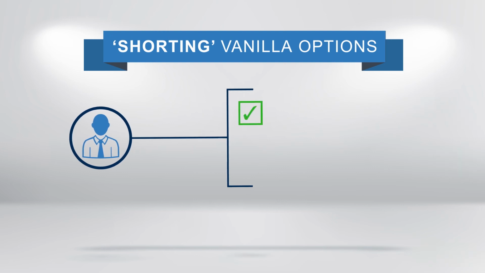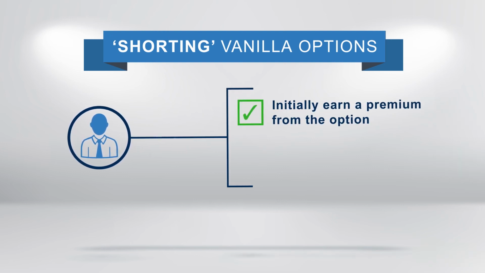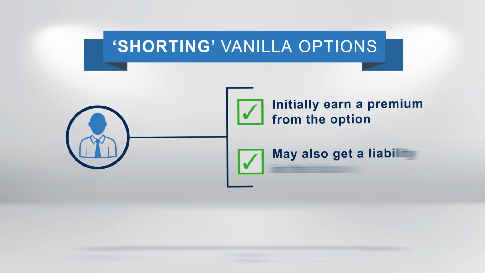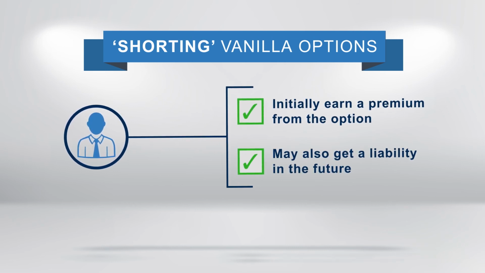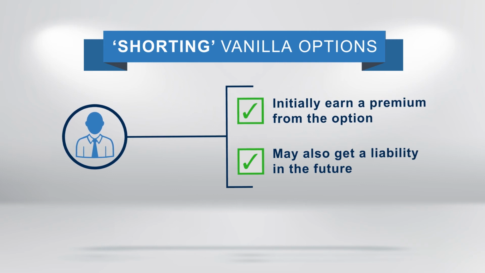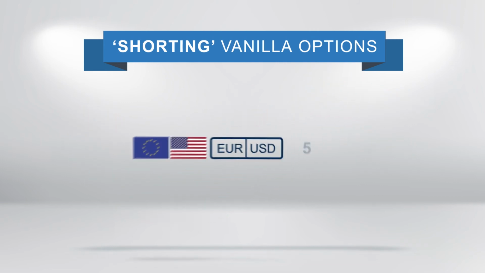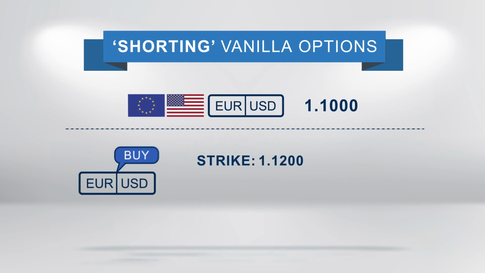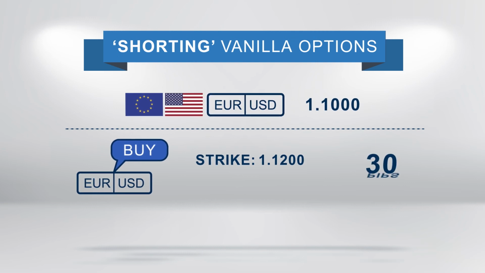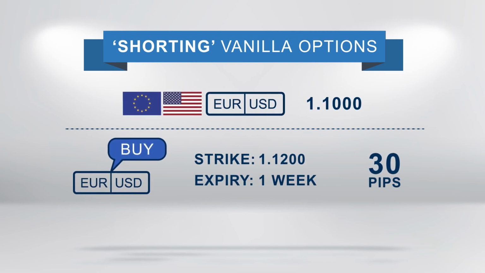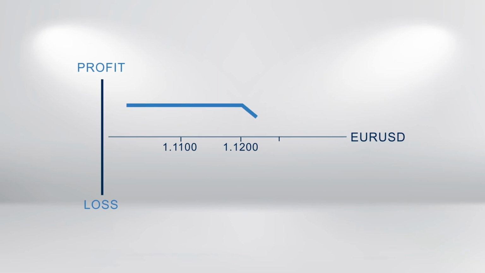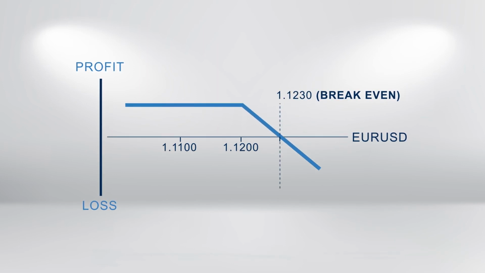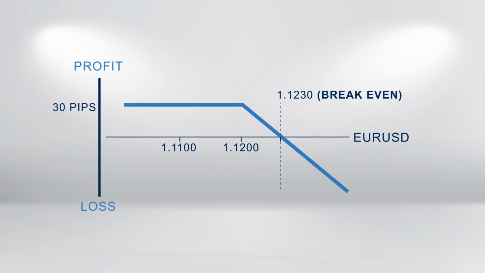Should the owner decide to exercise the option, you are then obligated to enter into the transaction. As seller of the option, you will initially earn a premium from the option, but you may also get a liability in the future, should the owner choose to exercise. Let's look at an example. Euro-dollar is trading at 1.1000 and we sell a 1.1200 call option at 30 pips expiring in a week. Initially, we earn the 30 pips, and if euro-dollar trades below 1.1200 when the option expires, then we can keep the 30 pips and the option expires worthless.